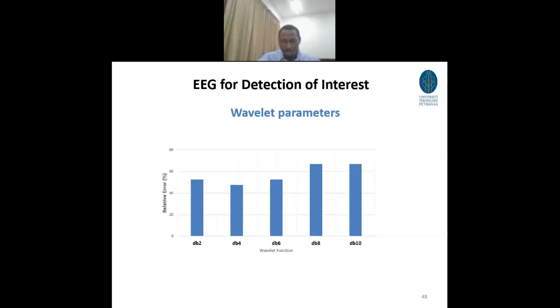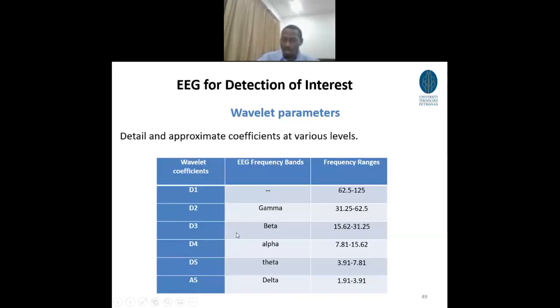So some will be more adapted to the kind of signal that we have. So then we do an experiment to see which one is giving less error, and then we just select it. Okay, so this is the relative error. I think at the end we use the DB4.